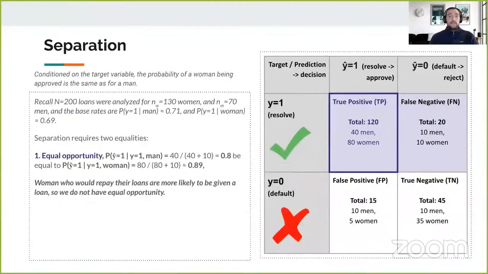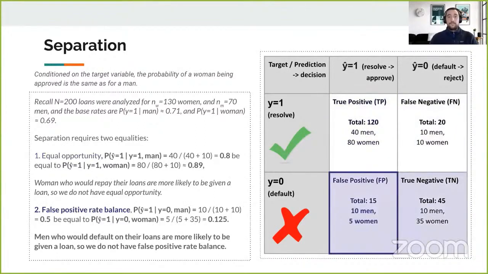Now we can dig a little deeper into separation. Separation really looks at two equalities. The first is known as equal opportunity. It is concerned with the loans that would resolve and seeks to balance the true positive rates. So in our confusion matrix, this amounts to limiting our analysis to the top row and then calculating the probability that an applicant is approved given that the loan would resolve. So for men, this is 0.8, while for women, it is roughly 0.89. So women who would repay their loans are more likely to be given a loan, and we do not have equal opportunity. In fact, on this metric, the system seems to favor women.